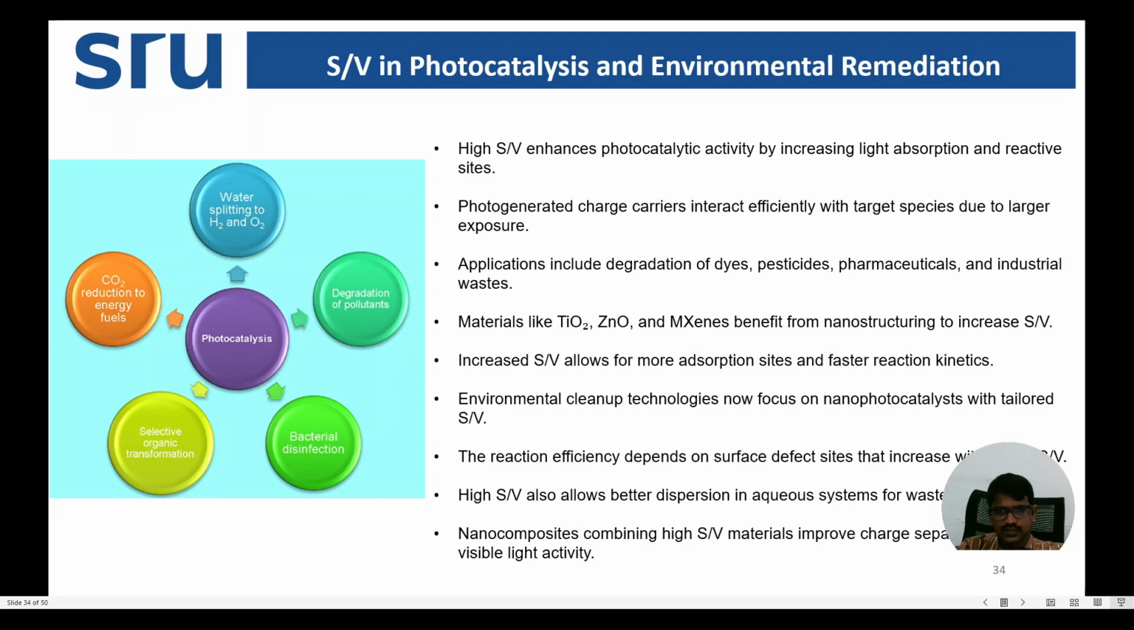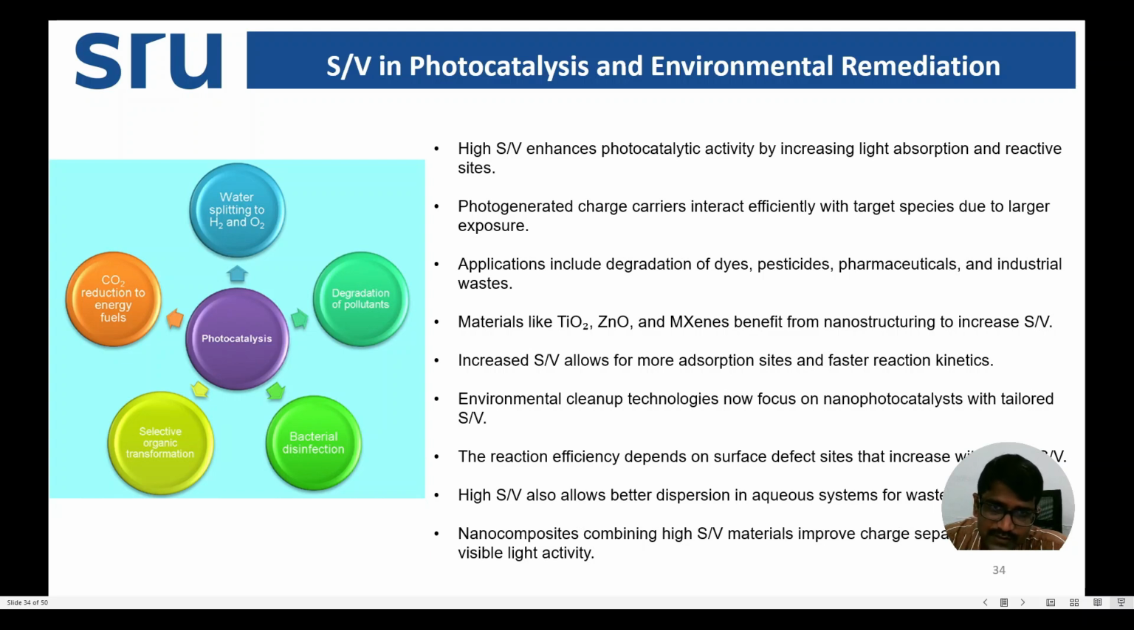Okay, right. We will see some important points related to this photocatalysis. So this surface to volume ratio enhances photocatalytic activity by increasing light absorption and reactive sites. We already discussed that more surface to volume ratio means we can have more active sites, active atoms, so that it can capture more light. So more light means more absorption. And also photo-generated charge carriers interact efficiently with target species due to larger exposure.